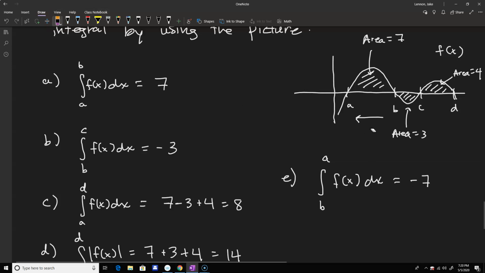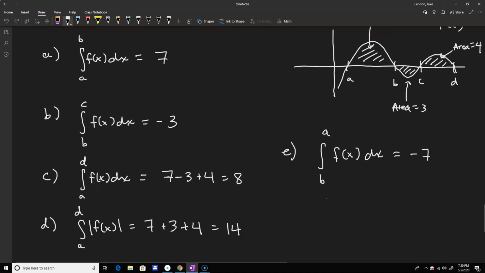And again, if you did the same thing to the second region, what would end up happening? Well, you would have a negative from it being below and then a negative from going the opposite direction. So how would I write that down?